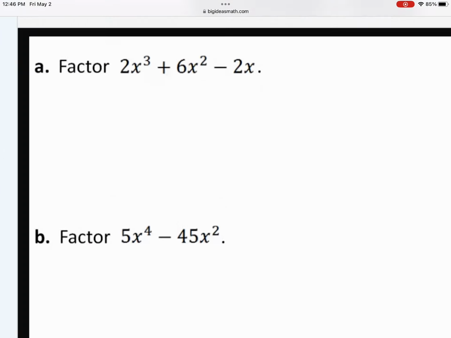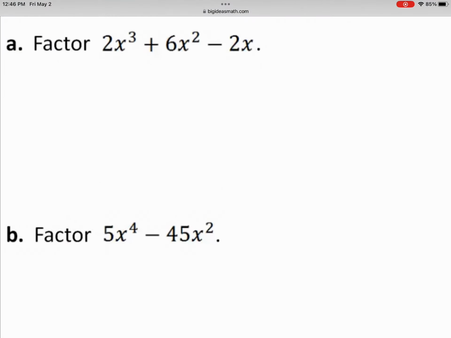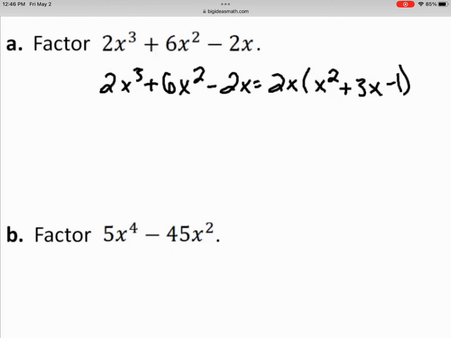Part A, factor 2x cubed plus 6x squared minus 2x. 2x cubed, 6x squared, and negative 2x have a greatest common factor of 2x. So begin by factoring 2x out of each term, giving you 2x times the quantity x squared plus 3x minus 1. X squared plus 3x minus 1 is unfactorable, so the polynomial is factored completely.